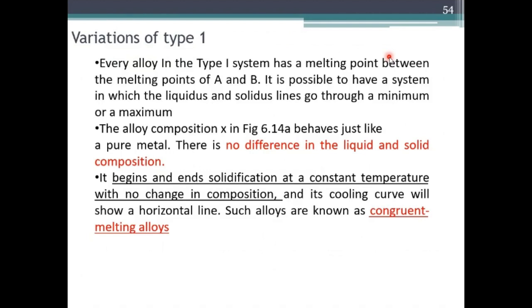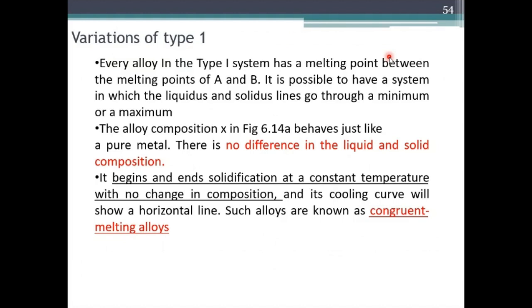Variation of type 1. Each alloy in a type 1 system has a melting point between the melting points of A and B. That is the alloy mixture. Usually it is possible for a system with a liquidus and a solidus line to show a maximum and minimum easily. From the phase diagram, that maximum or minimum in the solidus and liquidus can be easily achieved.